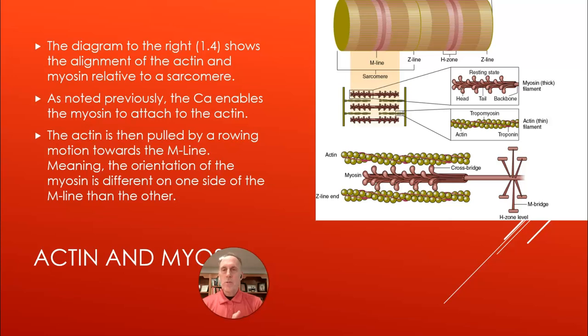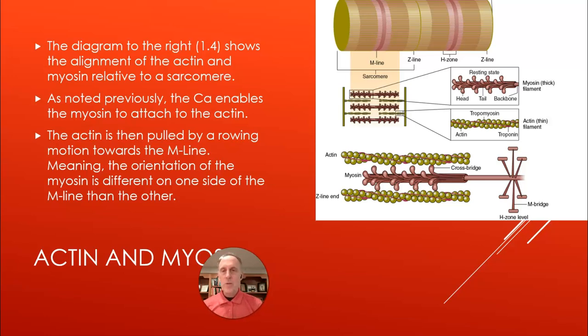So if we look at this diagram to the right, which we've seen 12 times already, you have the actin and the myosin within a sarcomere, and you have the calcium that enables the myosin to attract. That calcium allows this cross bridge attachment to happen, almost like an oar in the water, to pull the actin. And then the actin is pulled, like by a rowing motion, towards the M line.